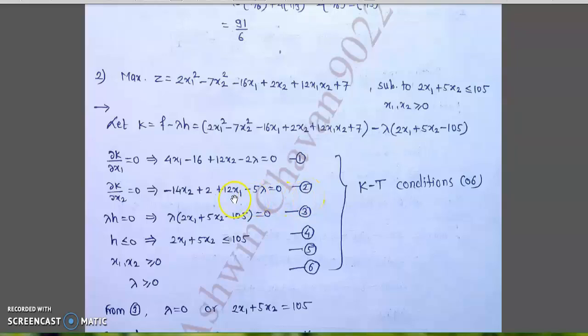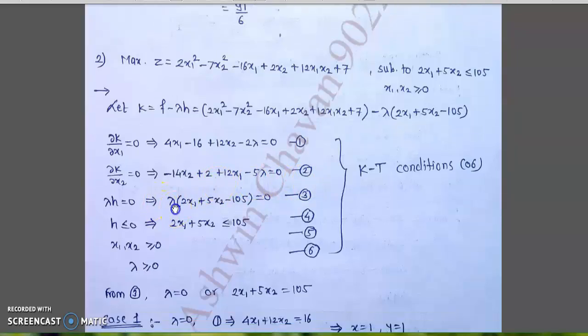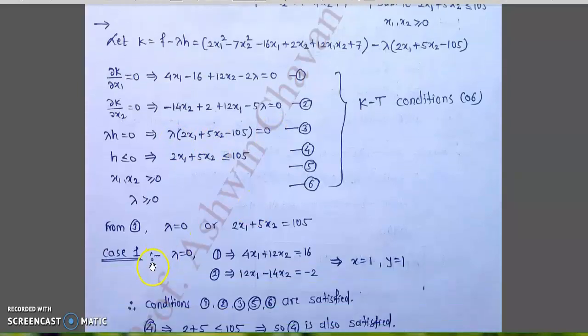Similarly, equation number 2 can be obtained if we differentiate k with respect to x2. Now lambda into h is equal to 0 is equation 3. H less than or equal to 0, that is the constraint itself, is equation number 4. X1 and x2 should be 0 or positive, equation number 5, and lambda should be non-negative, that is equation number 6. Again we start with equation number 3, which gives us two cases, either lambda is 0 or this bracket term is 0. So we start with case 1, let lambda equal to 0.